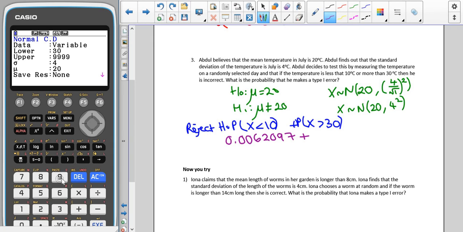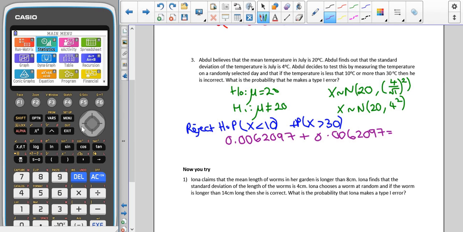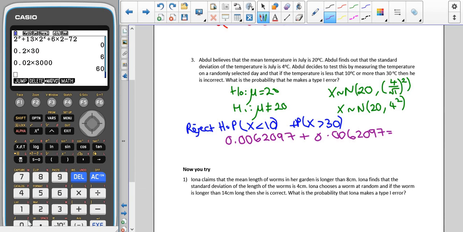For the second probability, the lowest that we want is 30. The biggest that we want is 999999999, a really big positive number. The standard deviation and the mean are still the same. And that gives us 0.006297 again. Might not always be like that, so do make sure if you're using this method that you find them both.